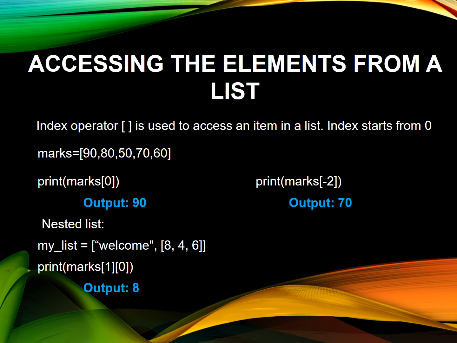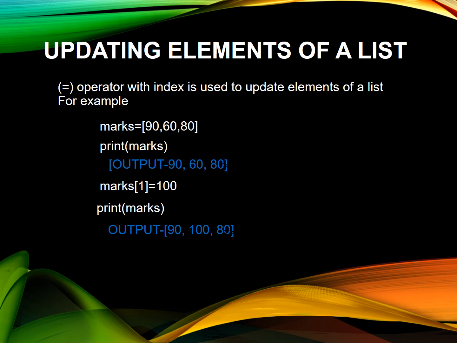Updating elements of a list. Students, remember that the equals to operator with index is used to update elements of a list. Once the list is created and you want to change any element, means you want to change the value inside the list, then for that you can use the equals to operator.